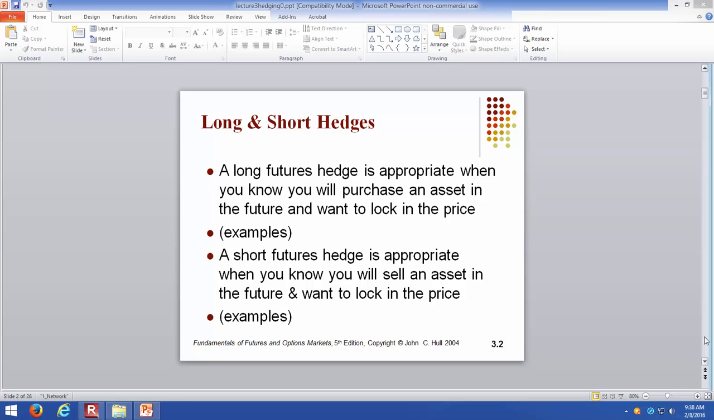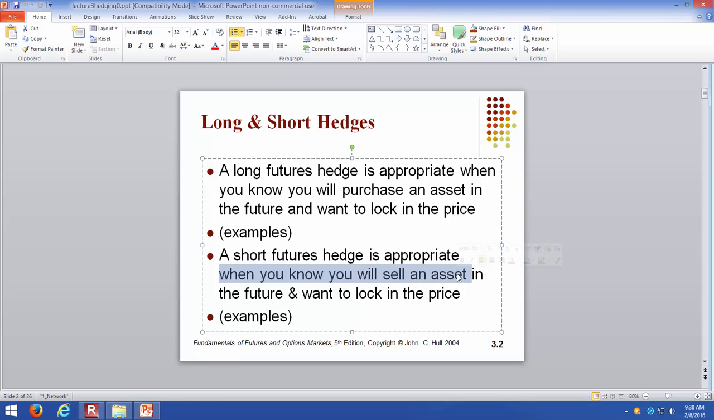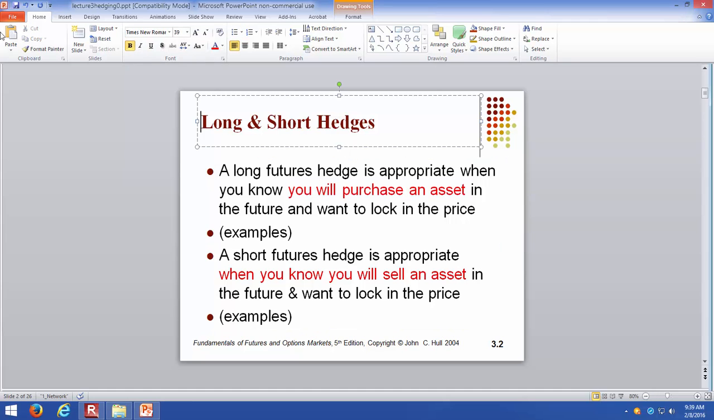Examples are, you could be a grain producer producing corn that you want to sell, and by selling futures contracts, you know that you will get this price in the future. Another example would be a producer of oil. In this case, you might sell futures contracts on oil so that you can lock in the sale price. So the fundamental thing here is that you will sell an asset, and there are two things: we are talking about somebody who either owns the asset or hopes to own the asset.